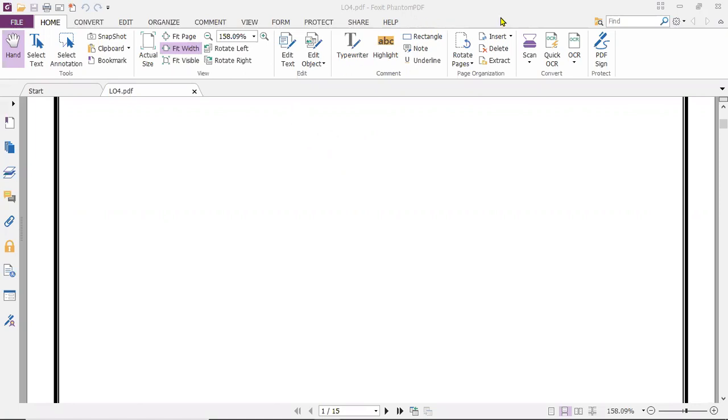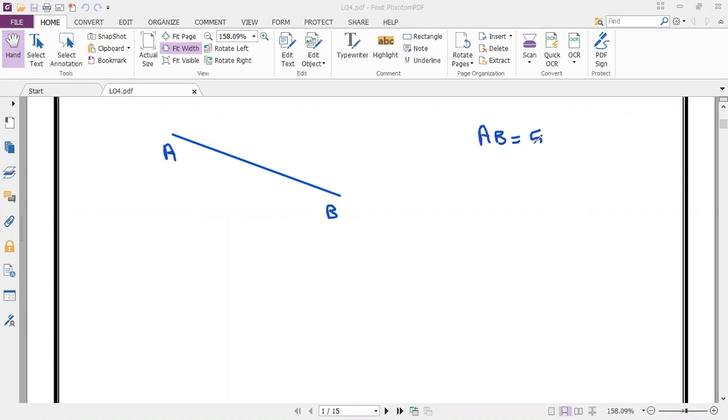So what is the definition of the vector? The vector is a quantity which has both magnitude and direction. So if we have a vector like AB, if you are talking about line segment AB, we can say that line segment AB equals 5 centimeters. Or we can say BA equals 5 centimeters. This is the magnitude of this line segment, the length.